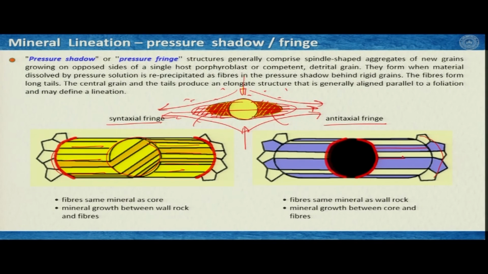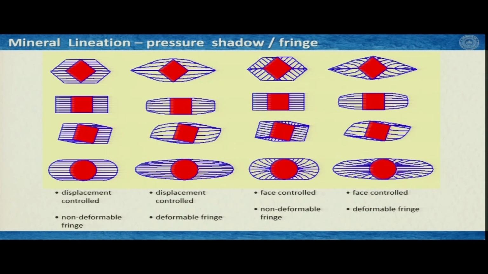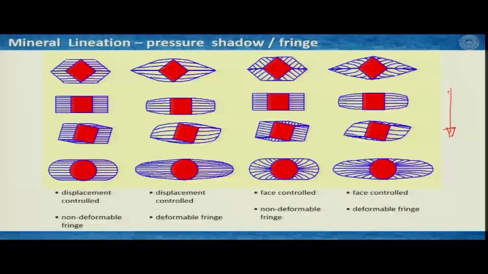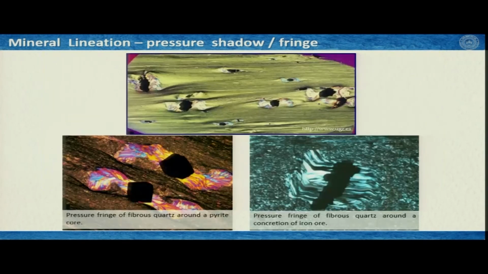And there are many possibilities of looking at this pressure shadow and fringes. So, it could be displacement controlled and it could be phase controlled. That means, the orientation of the fringes can be governed by the overall strain features, or the orientation of the fringes could be governed by the shape of the clast that we are talking about. So, here is a table. If you are interested, you can look at all these things in the book of Passchier and Trouw, Microtectonics 2005. But here I give you some examples or images.